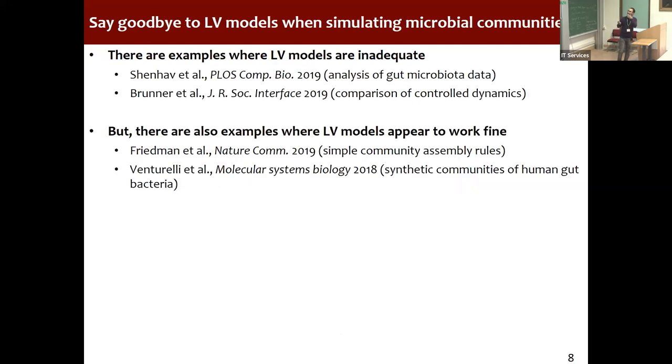So then we asked ourselves, should we just say goodbye to LV models and move on with our lives and find something else that works better? And we had this sort of contradictory information from the literature. In some examples, Lotka-Volterra type models seem to work well. I've put a couple of examples here, but there are more than that. And in some other examples, people report that it fails. So we asked ourselves, are there conditions where they would work and conditions where they would fail?